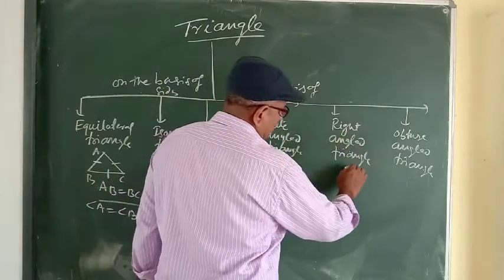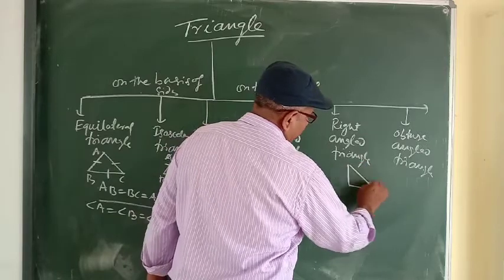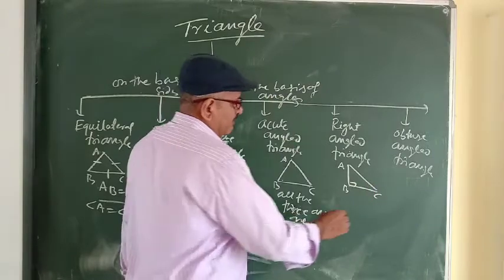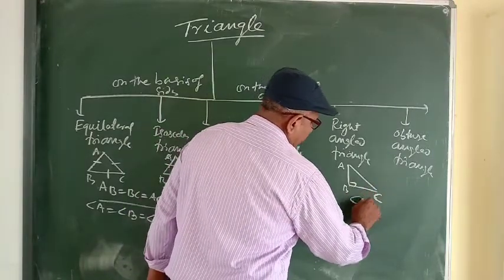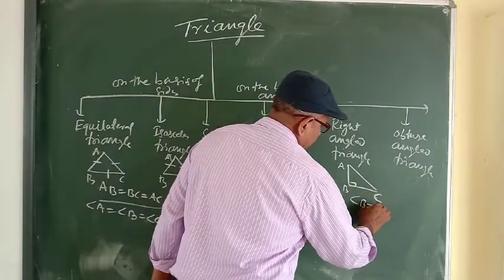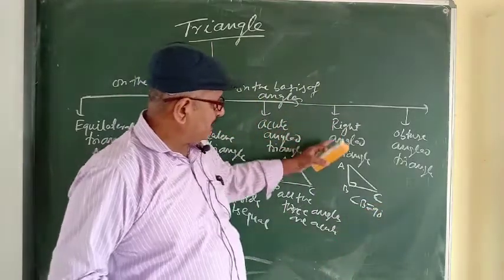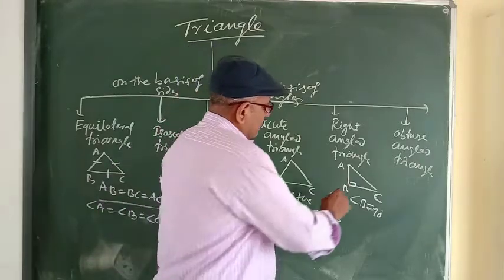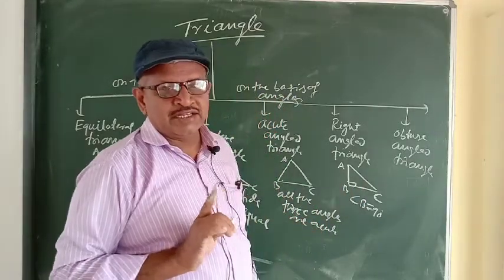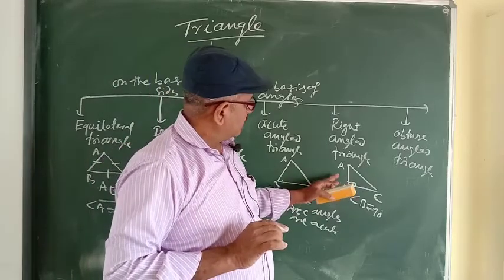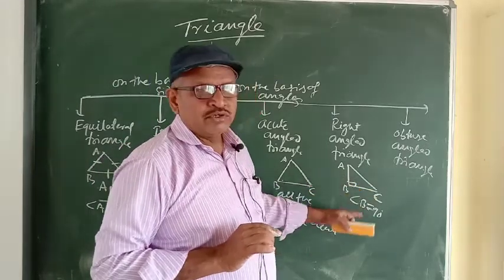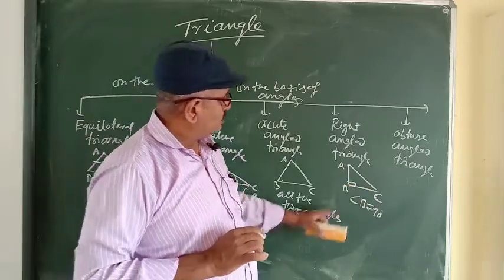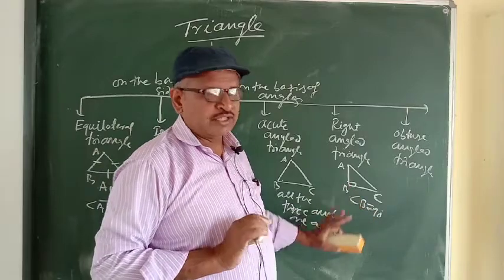Right angle triangle, a triangle in which one angle is 90 degrees. Here angle B is 90 degrees. In a triangle only one angle can be 90 degrees. A triangle cannot have two angles of 90 degrees, because we know that the sum of three angles is 180. So only one angle may be 90 degrees, not more than one.